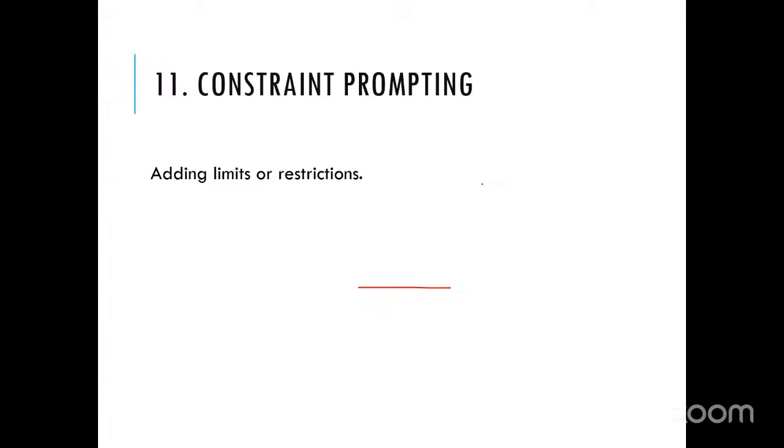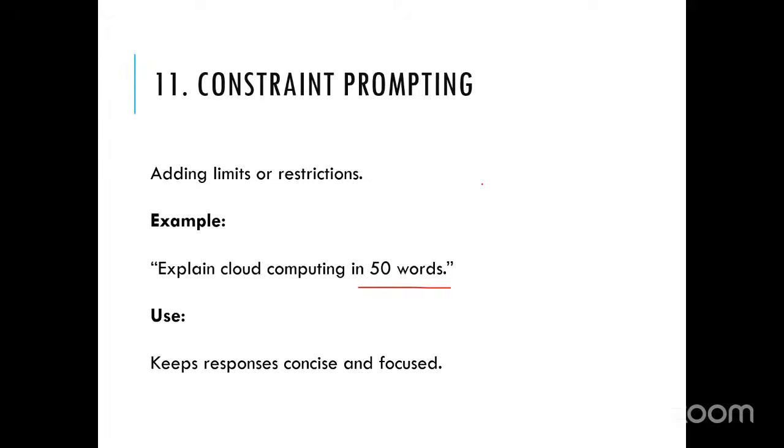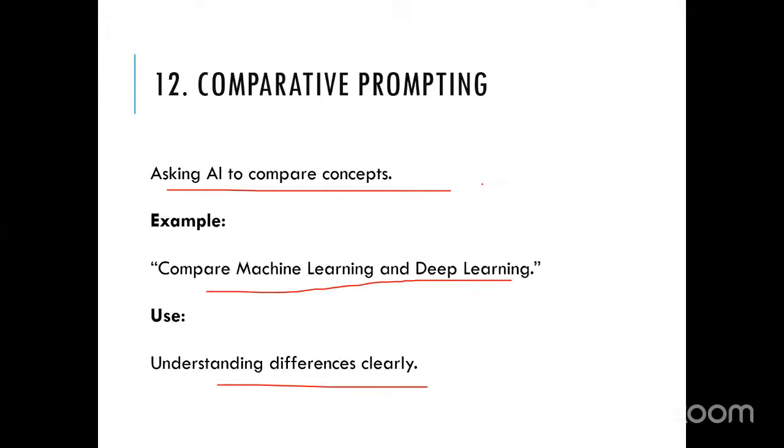The 11th one is constraint prompting, adding limits or restrictions. So, explain cloud computing in 50 words. It is used to keep responses concise and focused. And the 12th is comparative prompting, asking AI to compare concepts. Example, compare machine learning and deep learning. The main use of comparative prompting is understanding differences very clearly.